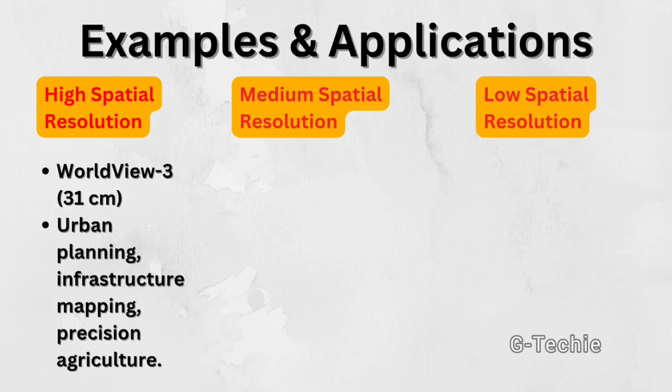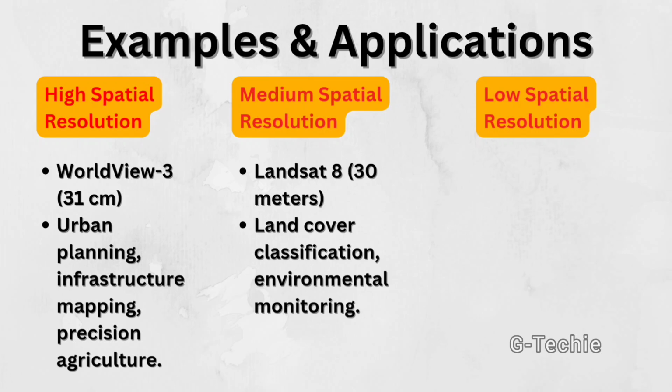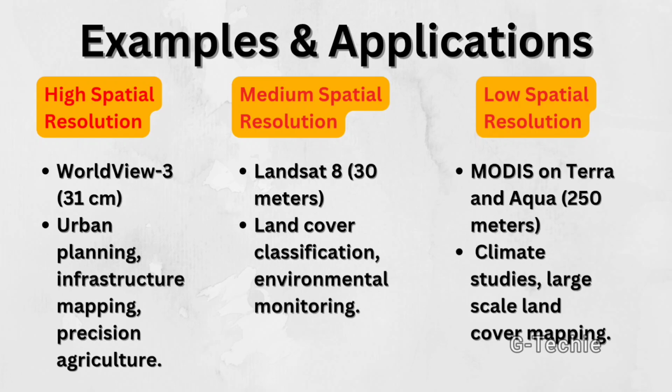Next one is medium spatial resolution. We consider Landsat 8, so 30 meters. It is applied in land cover classification and environmental monitoring. The last one is low spatial resolution. Here we consider MODIS on Terra and Aqua. It's 250 meters. For climate studies and large scale land cover mapping, we use this low spatial resolution.